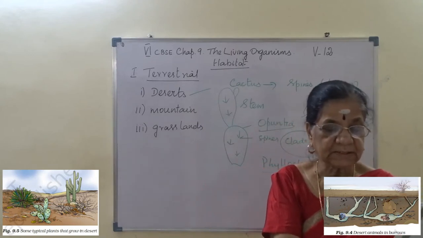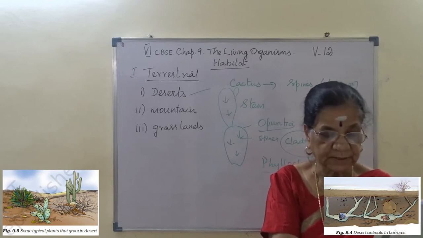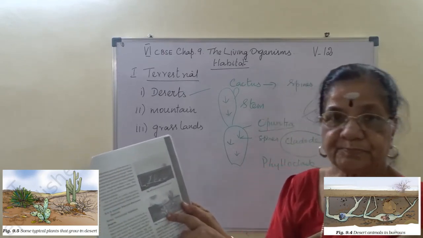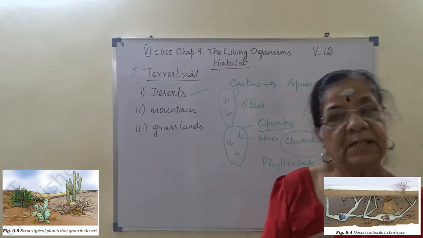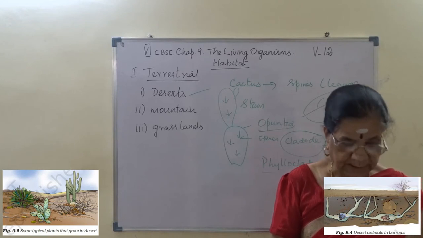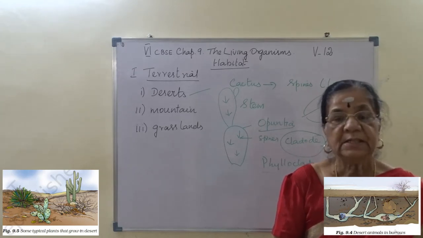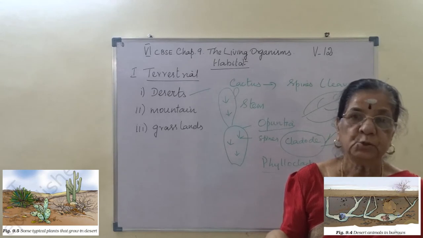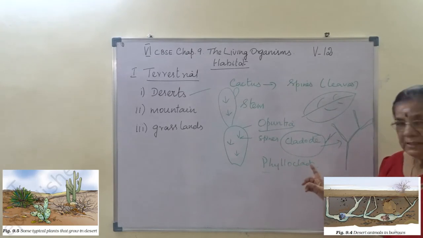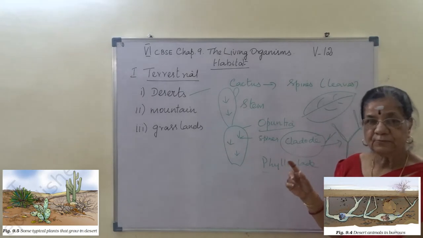The leaf-like structures that you see in the cactus, in figure 9.5 upper, they are actually the stem. Photosynthesis in these plants is usually carried out by the stem. So again I say, when the flattened stem does the function of a leaf, it is called phylloclade. Phyllum means leaf, and since it looks like a leaf, it is called phylloclade.